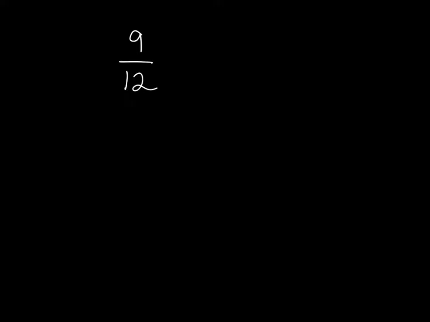So for example, 9 and 12 are both divisible by 3. So you can do 9 divided by 3, which is 3, and 12 divided by 3, which is 4. 3 and 4 no longer have a common factor. So this is a simplified fraction, or it's in reduced form, or lowest terms. Can't divide anymore. Now we can multiply by something else to find more equivalent fractions, but we can't make the numerator and denominator any smaller. So that is how you reduce.